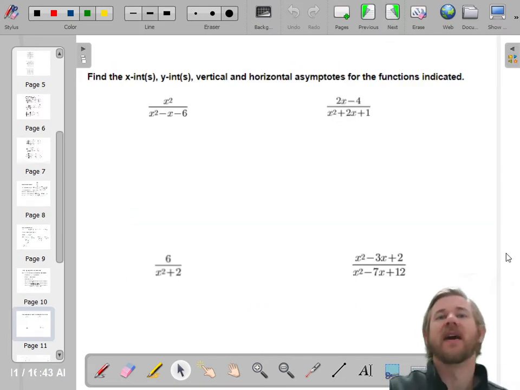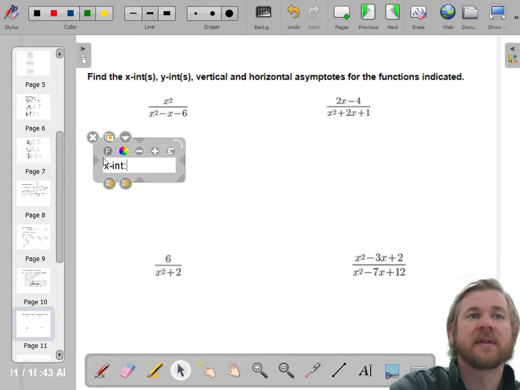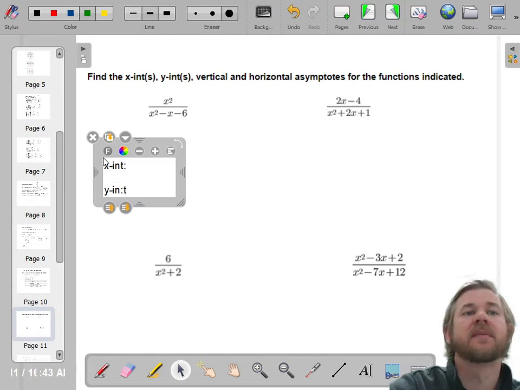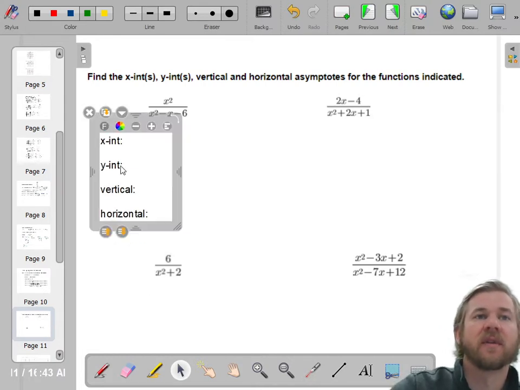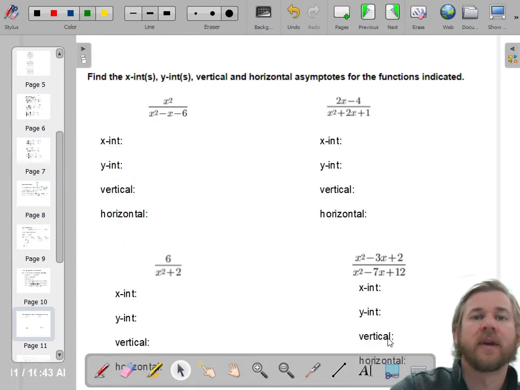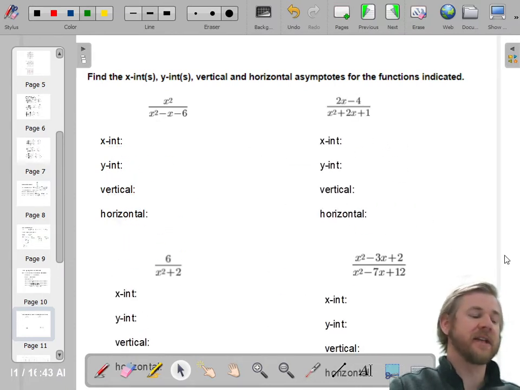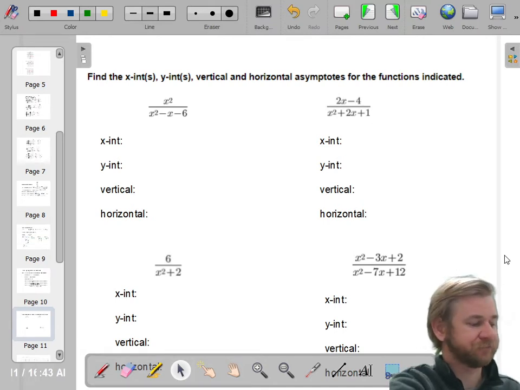So let's see if we can find these things. I'm going to make a little template here. X-intercept, y-intercept, vertical, horizontal. Because I'm going to need 4 of these. Okay. So find the x-intercept, y-intercept, and also the asymptotes.